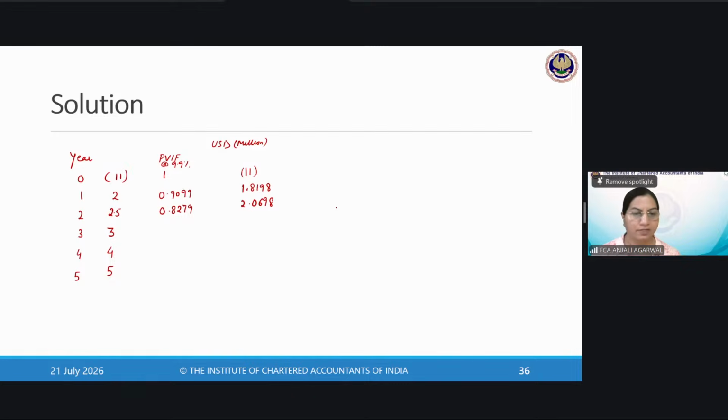And 0.8279 divided by 1.099 is 0.7533. 0.7533 multiplied by 3 million is 2.2599.